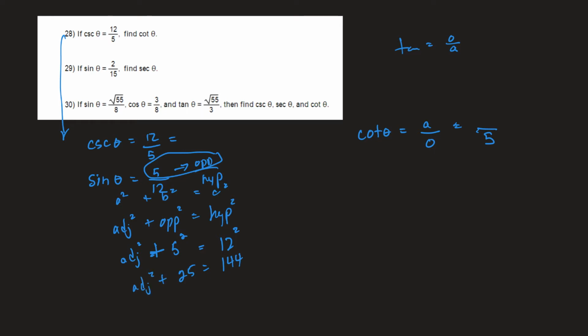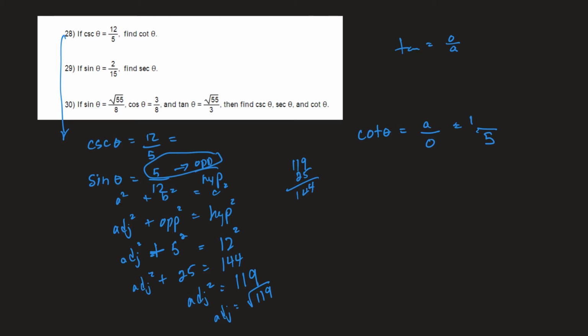And then move the 25 over to the other side, so adjacent squared is equal to, what is that? 119? Is that right? 25, 4, 1. Yeah, that's right. So adjacent side squared is equal to 119. So just the adjacent side, if you take the square root of both sides, is the square root of 119.